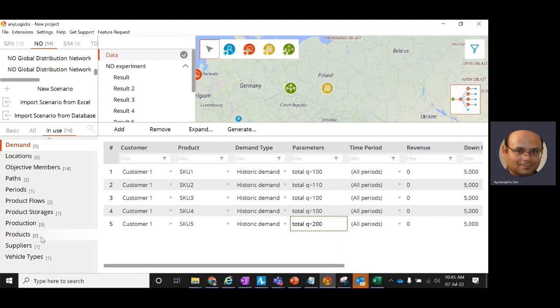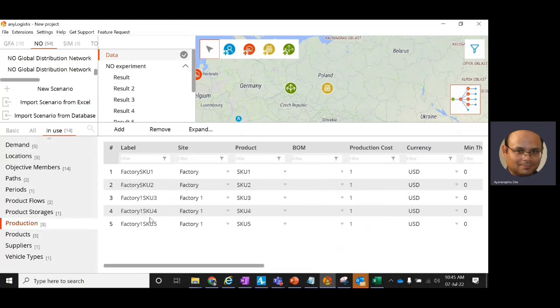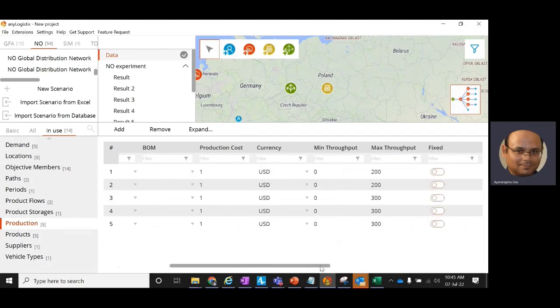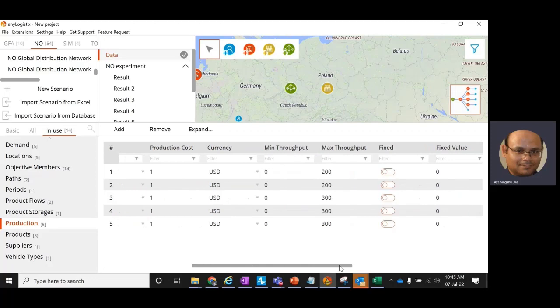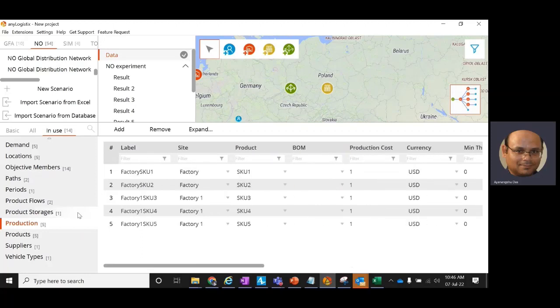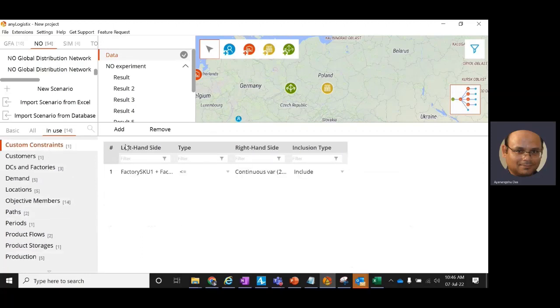These 3 SKUs, as we have specified, are being manufactured in factory 1, which has a maximum throughput of 300. So the total demand for these 3 SKUs is 400. However, this factory has a maximum throughput of 300, so it cannot manufacture more than 300. So we will add custom constraints again, as we saw in the earlier example.